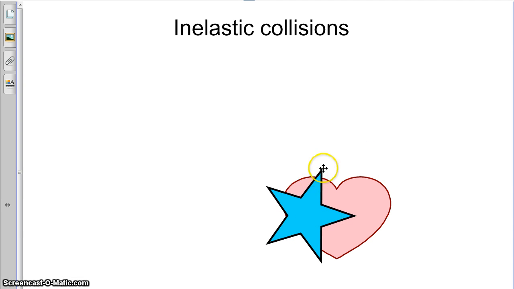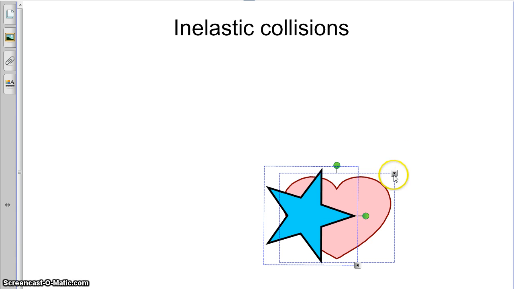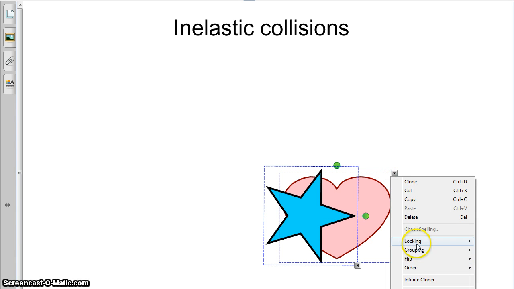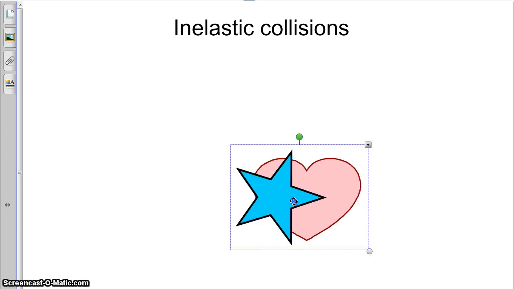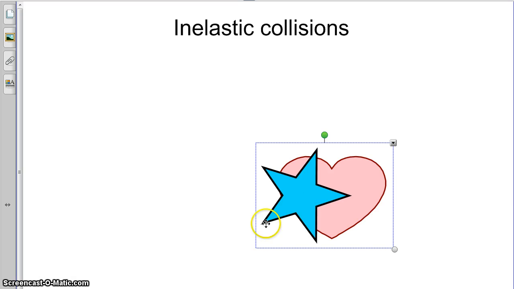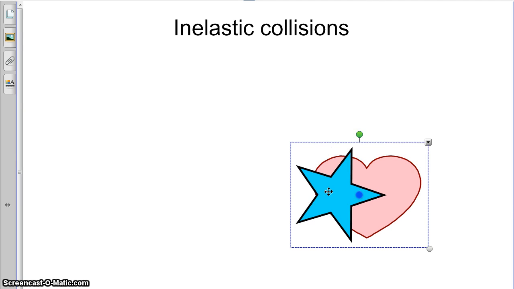And then these two objects might move together. They're no longer going to be two separate objects, but instead we'll group them together. They're just one object now, and they move together. This is a perfectly inelastic collision when they stick together like that. But we still know that the conservation of momentum is still going to hold true.